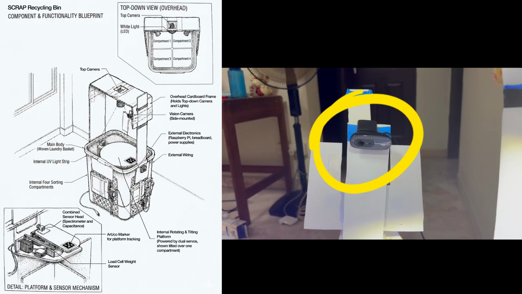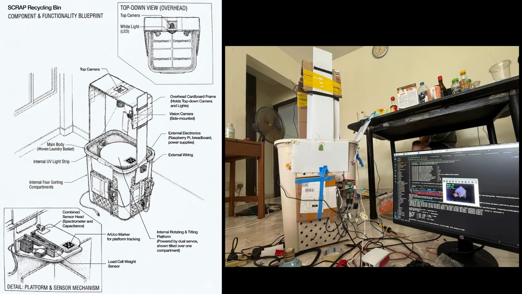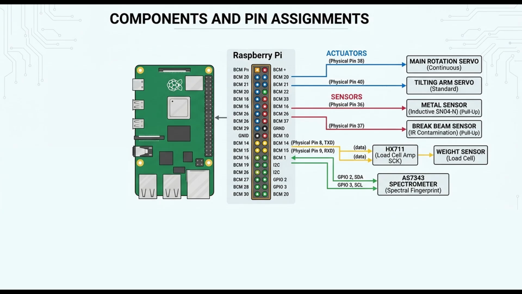A side view camera is responsible for taking pictures of the object on the platform and sending it to the model for inference. So both inference and actuation will be handled by a single Pi attached to the smart bin.